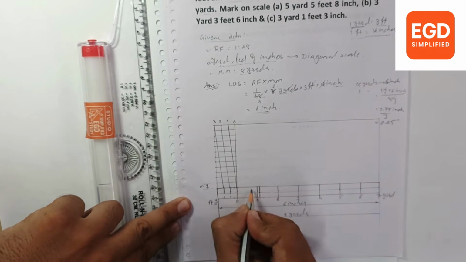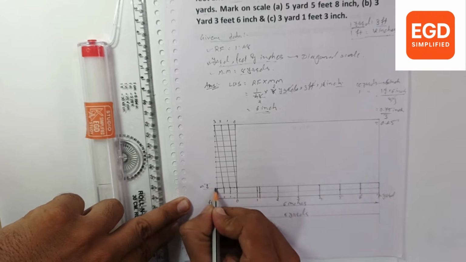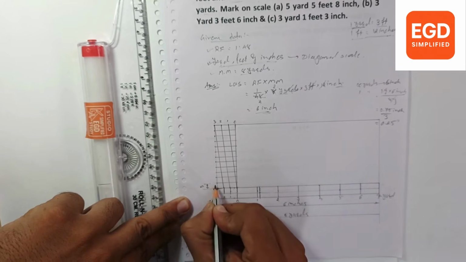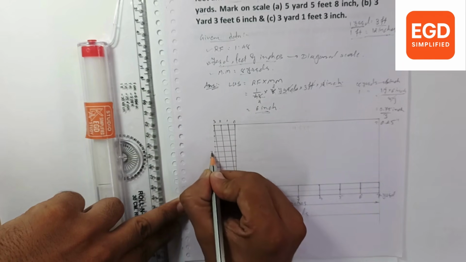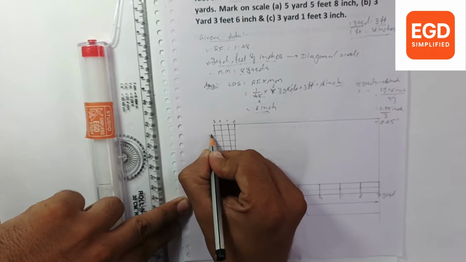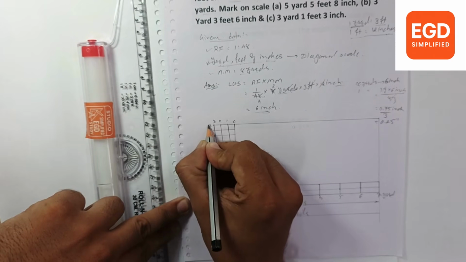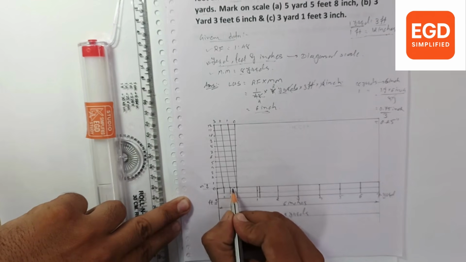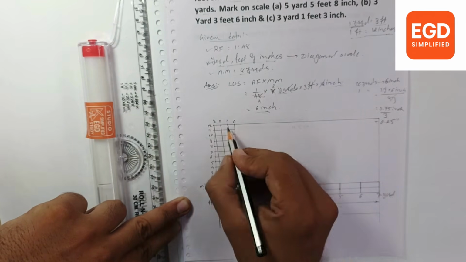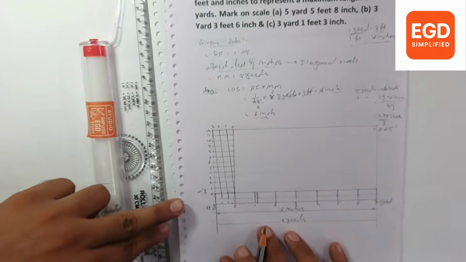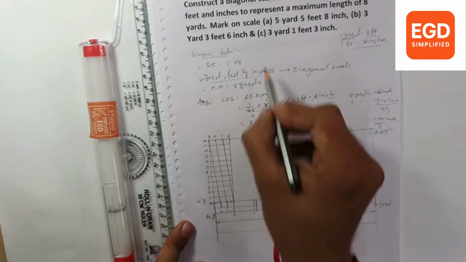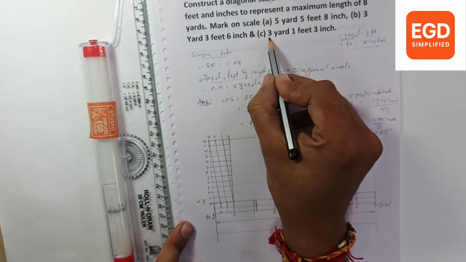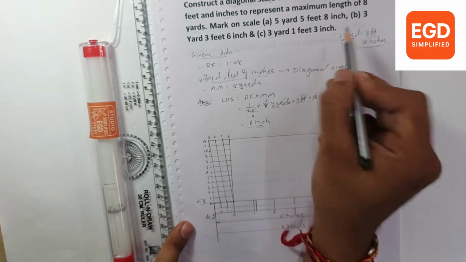Okay, this line we are considering as baseline 0, 1, 2, 3, 4, 5, 6, 7, 8, 9, 10, 11 and this is the last one, 12. So we have ultimately divided this much portion into 12 equal parts. Okay, now your diagonal scale is ready. What we need to indicate here, let's start from the last one: 3 yard, 1 feet, 3 inch.